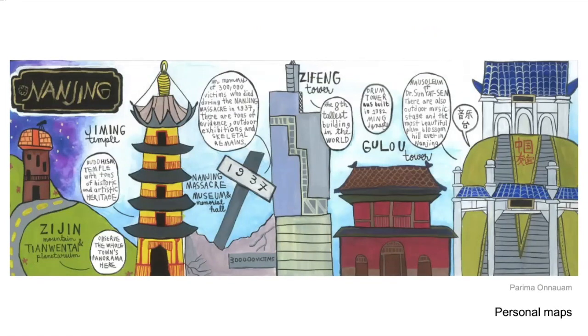So this is a personal map the artist made about the city she was living in, Nanjing. And she's included a lot of the famous buildings and some of the history and her personal commentary on it, either for her own records or to share with others.